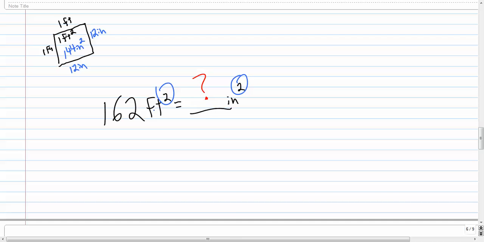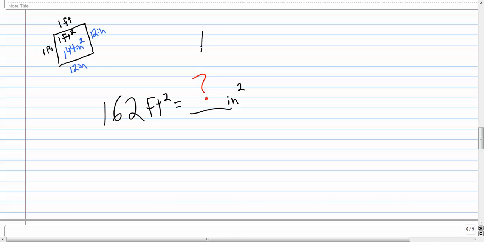I have seen kids come up to me and say, so once I get my answer, do I have to square it because that little 2 is there? I'm like, no. You don't have to. That's just part of your unit for your answer. It's a good question, but you don't have to. So let's solve this one then.